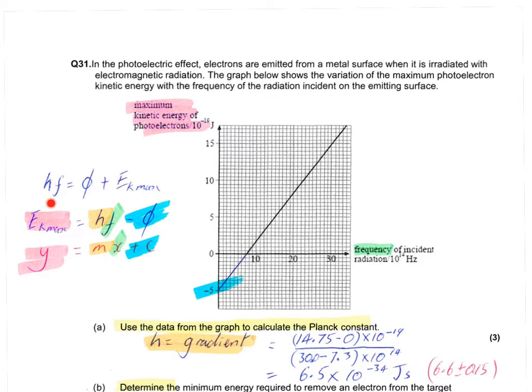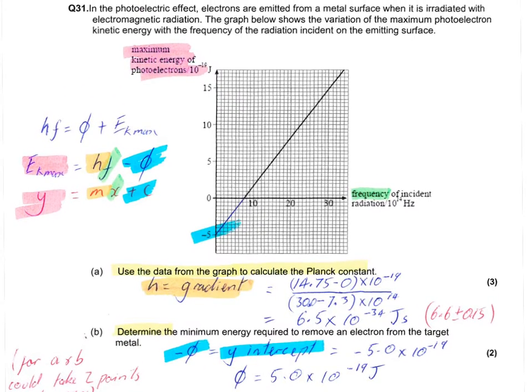So EK max is on my y-axis, f is on my x-axis, and straight away that gives me that h is m, the gradient of the graph, and the y-intercept is minus phi, minus the work function. That then makes parts A and B really quite straightforward.